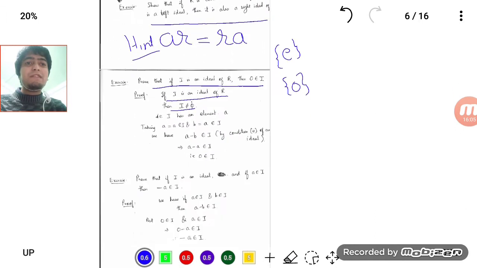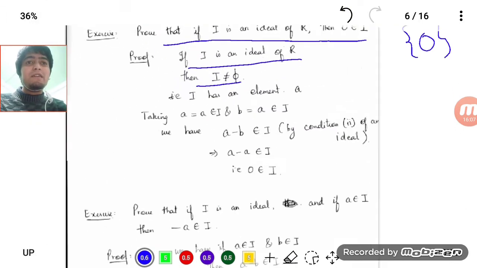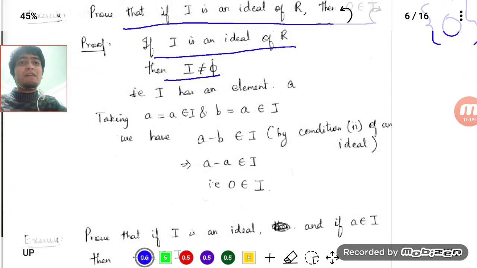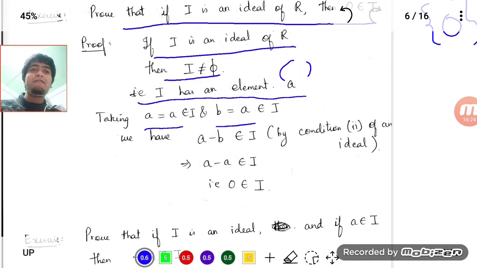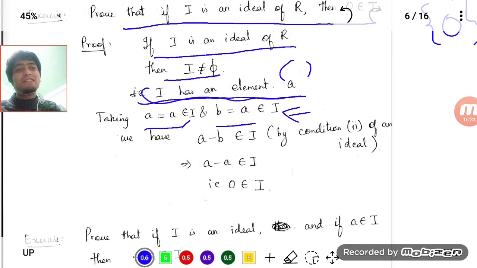So what do you mean when you say it is non-empty? When we say that it is non-empty, it has an element. We will denote that element by A. You can even denote it by B, it doesn't really matter. So taking A equal to A and B equal to A, A belongs to I, and B is also equal to A, which belongs to I, because it has this element A.